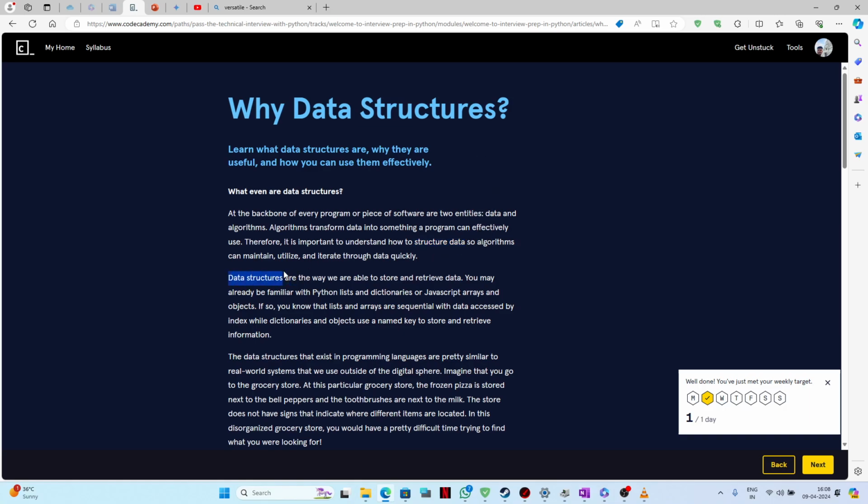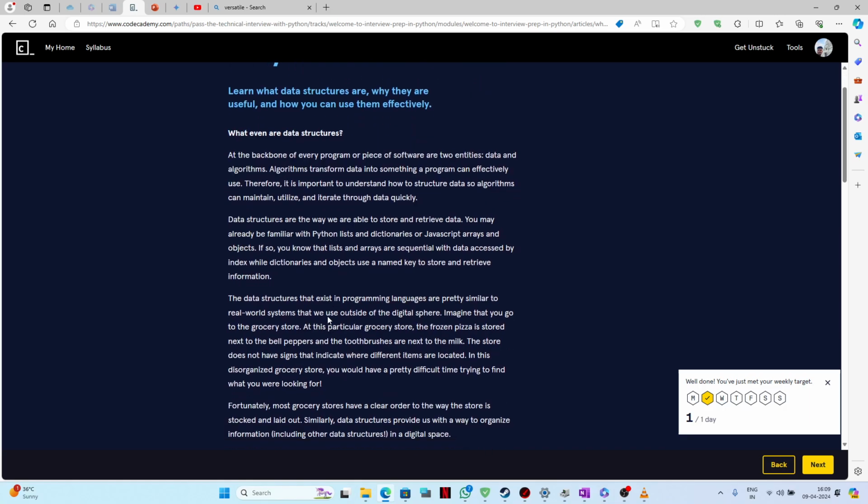Data structures are the way we are able to store and retrieve data. In a data structure we are storing and retrieving data. You may already be familiar with the Python list and dictionary or JavaScript array and objects. If so, you know that list and array are sequential with the data accessed by index, while dictionary and objects use a named key to store and retrieve information. A list is sequential, by using index we can take the data, and a dictionary is key value pairs. Using key we will take the value.